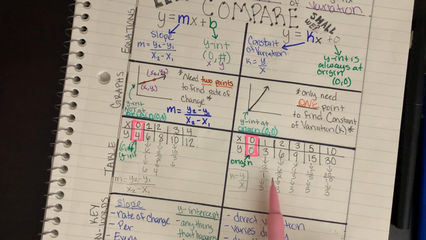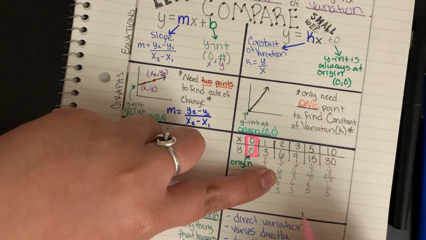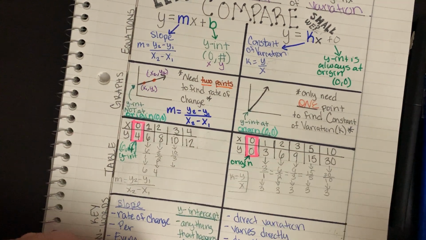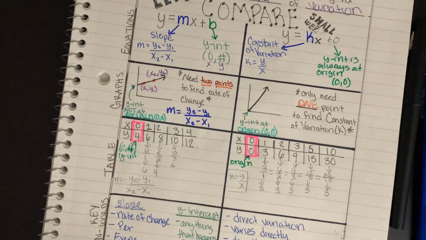So that means that they all simplify to the same thing. So 3 over 1 equals 6 over 2. 6 over 2 equals 9 over 3. 9 over 3 equals 15 over 5. And 15 over 5 equals 30 over 10. They are all equivalent to each other.